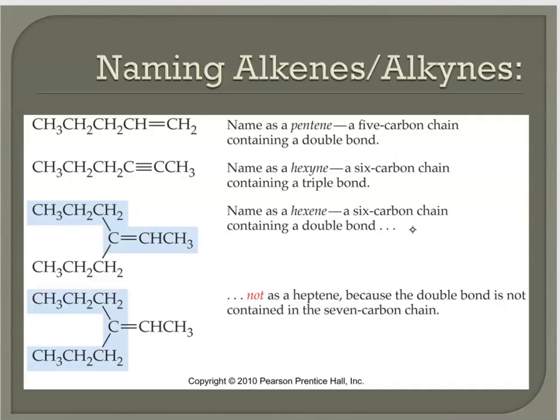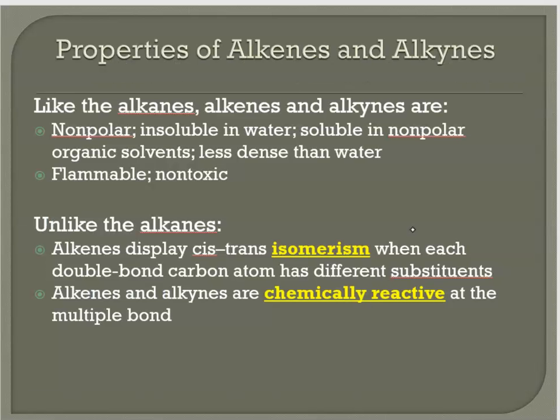Naming alkenes and alkynes, we have different ways. Name a pentene, for example, a 5-carbon chain. Now we're adding that ene ending. For the triple bond, we add the yne ending. Even if we have, for example, a 7-chain ring versus a 6-chain ring, we're going to keep that double bond in the longest chain; the longest chain should incorporate that double bond generally. Just something that's typically done.